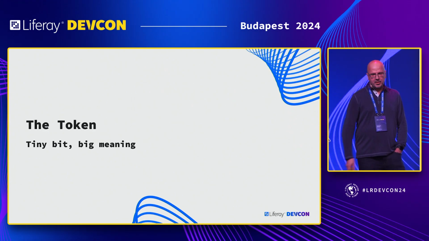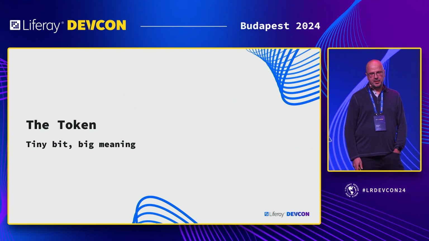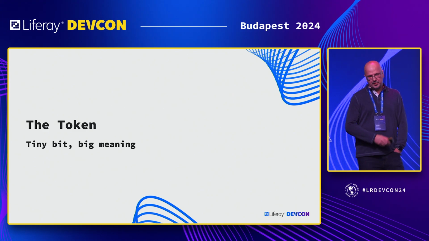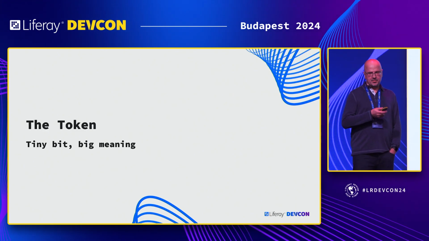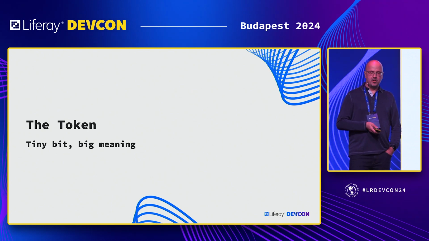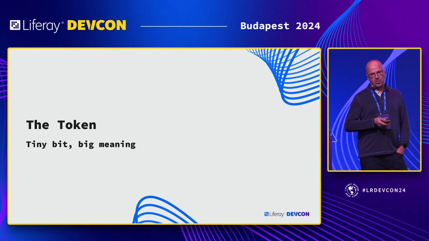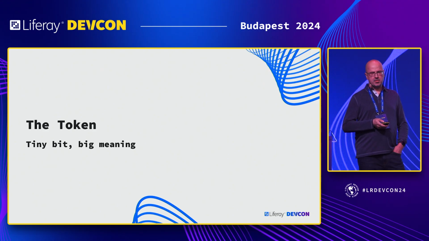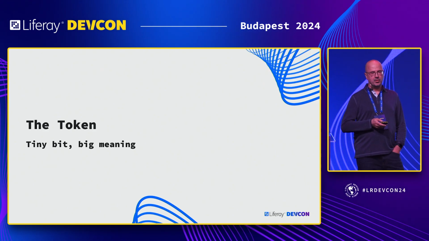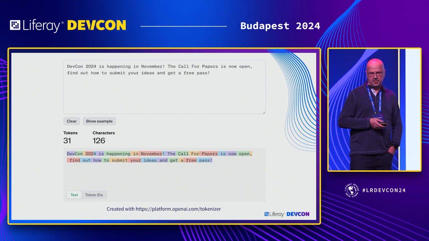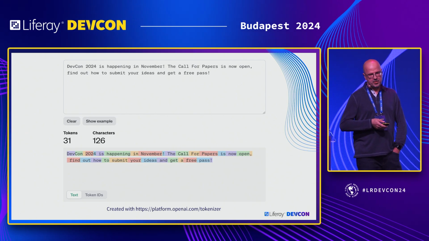There is one more ingredient to be aware of, and that's the token. When we create an embedding from a text, for example, the text is first chunked into something called tokens. A token is simply a chunk of characters, often a word or a part of a word. So this here is an example from the OpenAI tokenizer test page.